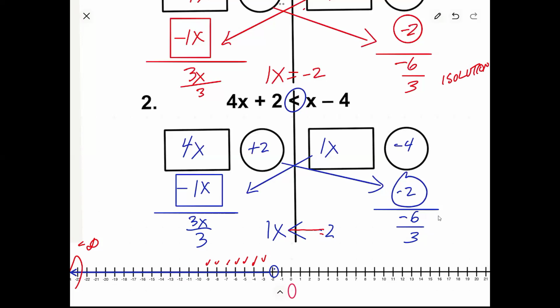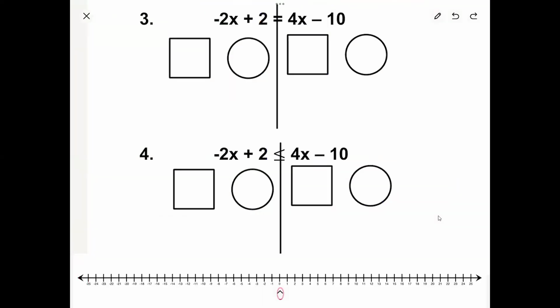So now I'm going to do one more example. Let me turn the page over, and here's the second one. Now, I'm going to do the same thing, box it up, circle it up on both sides. So this is a negative 2x, this is plus 2, this is a positive 4x, this is minus 10.